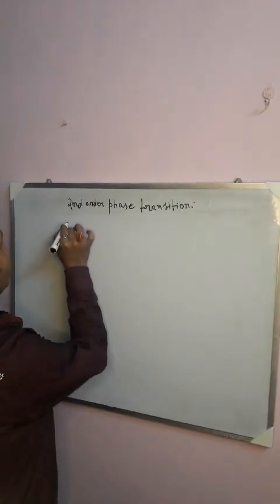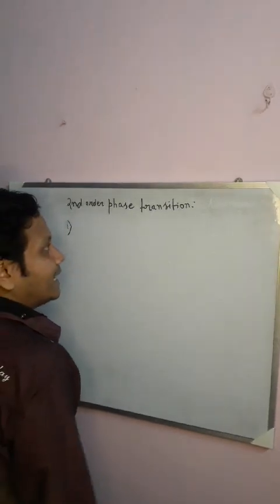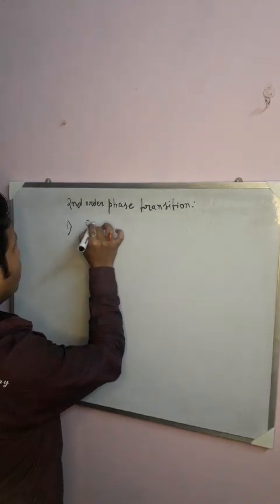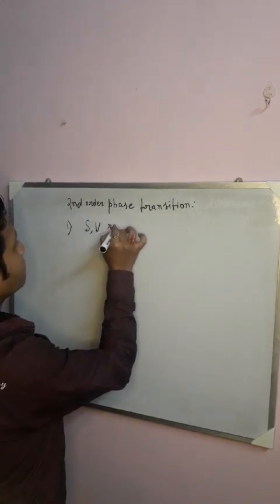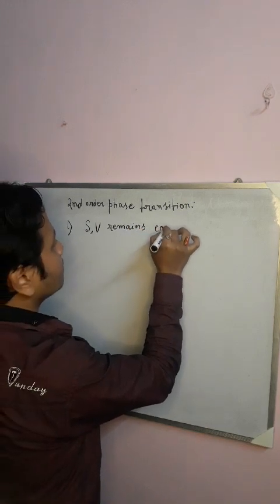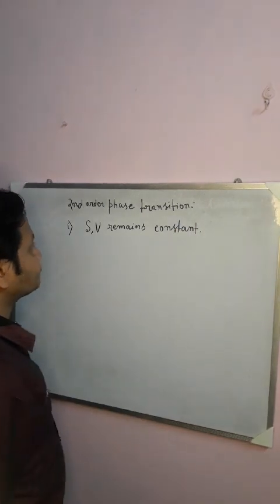Here, in first order phase transition what happened, entropy and volume change, but here entropy and volume remain constant. In second order phase transition, entropy and volume remain constant. Okay.